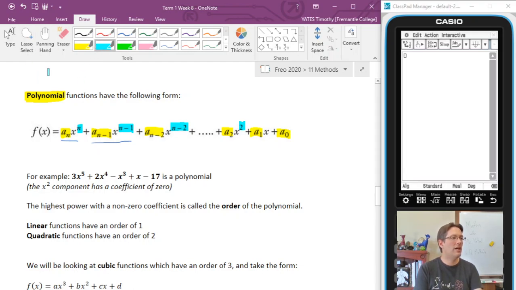So below, I've got an example of a polynomial. We've got 3x to the power of 5 plus 2x to the power of 4, take x to the power of 3, plus x, and I'm just highlighting these, you'll see in a moment, and then take 17. So in each of these situations, the 3 here is our highest numbered coefficient. This 2 is our second highest numbered coefficient.